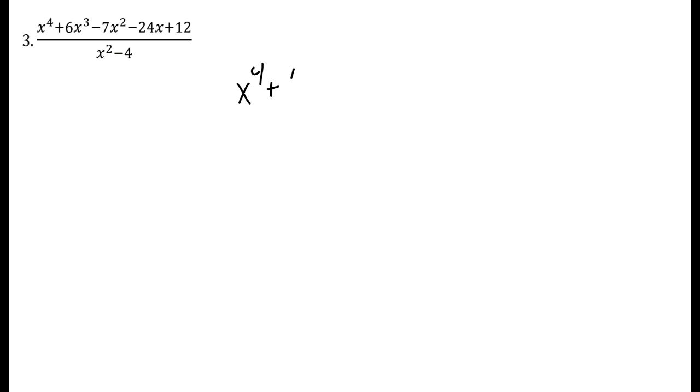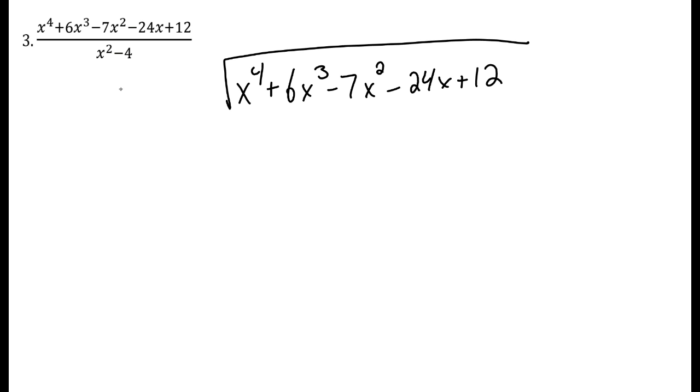Next, x to the fourth plus 6x cubed minus 7x squared minus 24x plus 12, and we're dividing that by x squared minus 4. Notice, x squared plus 0x minus 4. We're missing the plain old x term. We need that placeholder. Otherwise, things aren't going to line up.